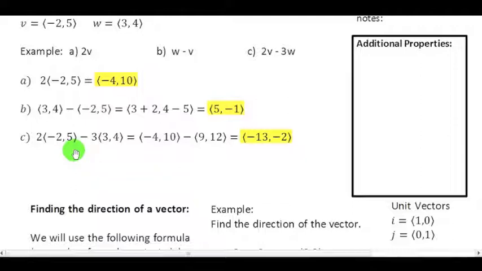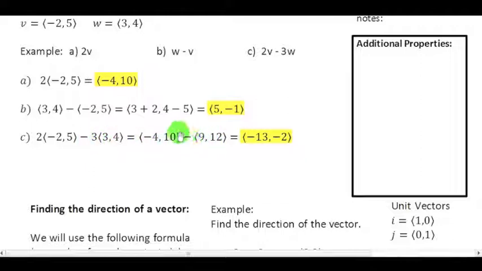So I'm going to do 2 times negative 2 and 2 times 5 to give me negative 4 and 10. Here, it's minus, but I'm simply going to stay with 3. 3 times 3 to give me 9. 3 times 4 to give me 12. Notice I left my negative sign outside. I did not try to distribute.